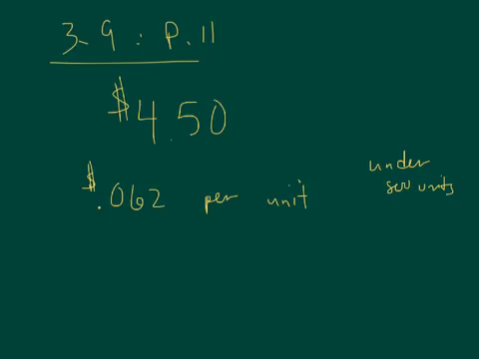If you use beyond 800 units, everything over 800, it's less money. It is 0.055. This makes sense. Think about it logically.